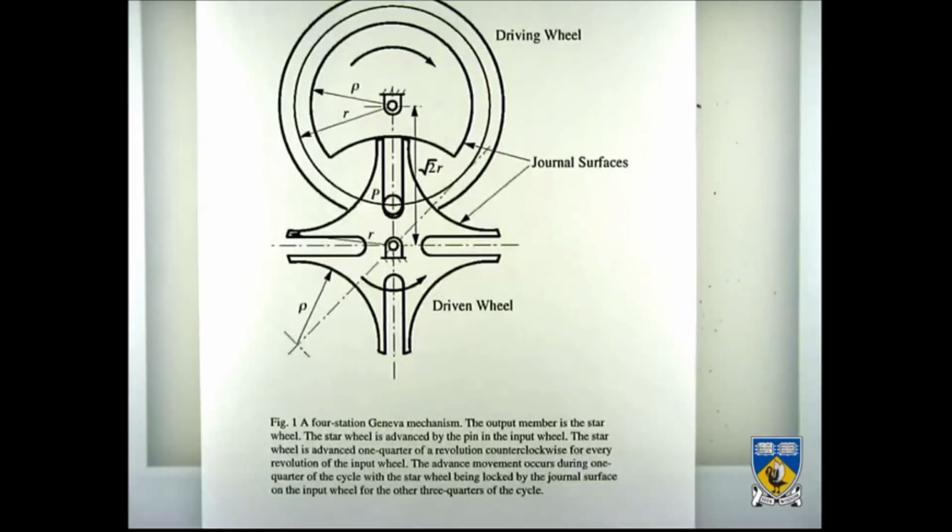You can see that indexing mechanisms will be used in many repetitive manufacturing operations when you need to advance a workpiece. Or in the case of the machine tool, if you have 20 different tools to be used, then this is one of the ideas of how to change tools in the machine tool.